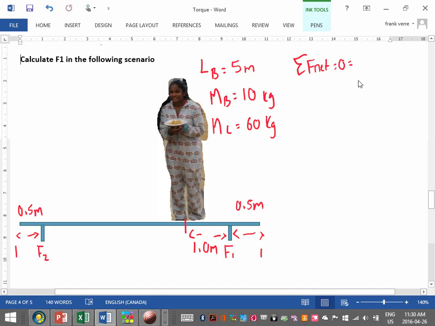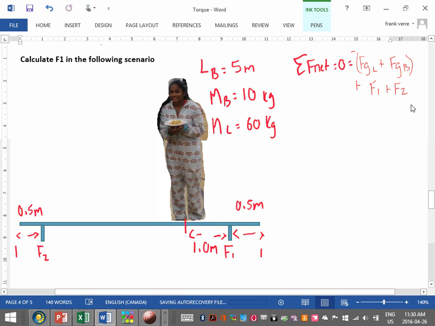Down? Right, so it would be the girl's mass. So it's going to be mass of the girl, mass of the lady, plus the weight of the lady, plus the weight of the beam. Now, well, you know what, we'll make that negative. We'll just stick with that being negative, plus F1 and F2 going up, right?